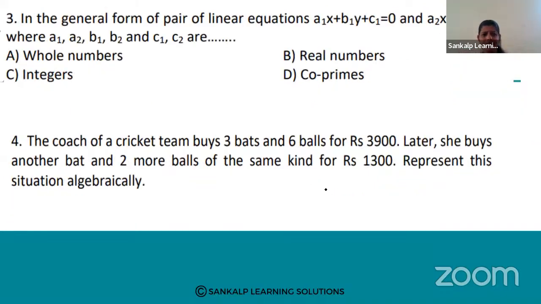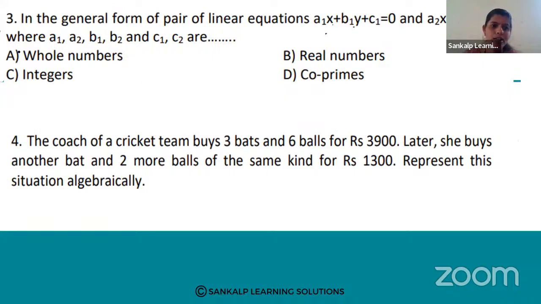Next, in the general form of a pair of linear equations, a1x plus b1y plus c1 equal to 0, a2x plus b2y plus c2 equal to 0, where a1, a2, b1, b2 and c1, c2 are.